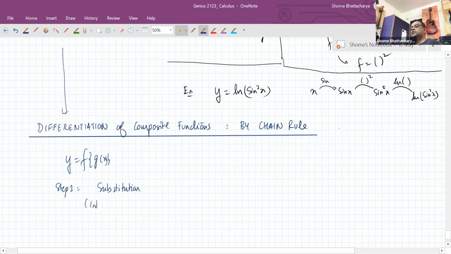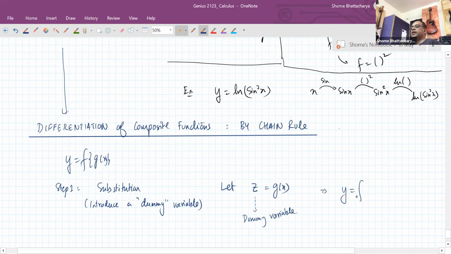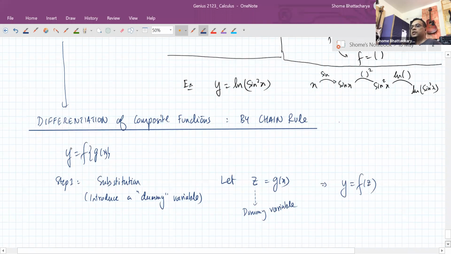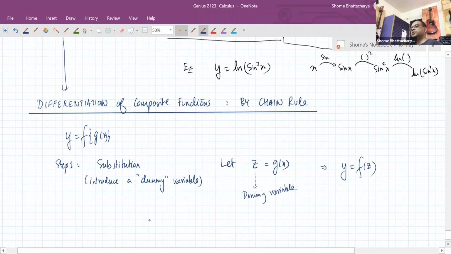That is, we introduce a dummy variable. Let us say z is our dummy variable and we have written that as g of x. Once we do that, we can say that y is nothing but f of z. So in terms of z, y is a simple function. It is not a composite function anymore. So step 1, we introduce the dummy variable, or we do substitution.